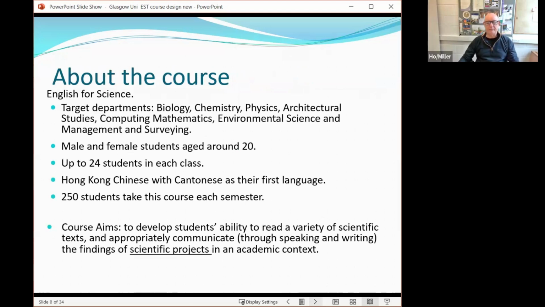And so just very quickly about this course, we had to actually deal with something like 250 students each semester from all different departments, biology, chemistry, physics. And we had a mixture, mostly male, but some female students as well, aged around about 20. There were around about 24 in each class, and the majority of students were Hong Kong students with Cantonese as their first language. So we had quite a strong monolingual language group there to teach.